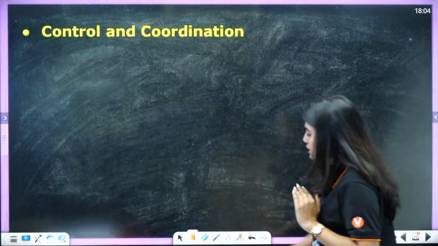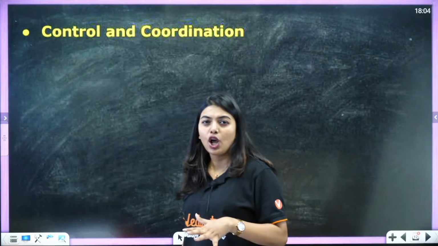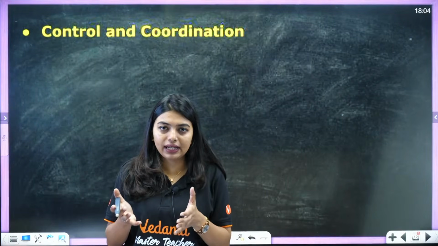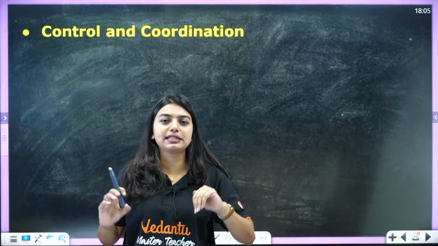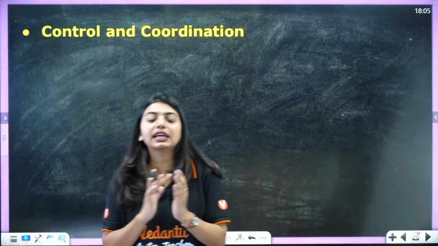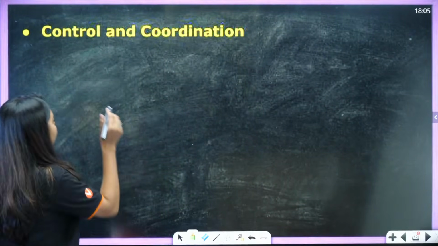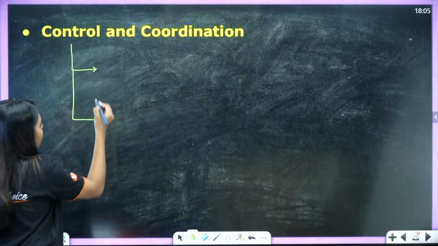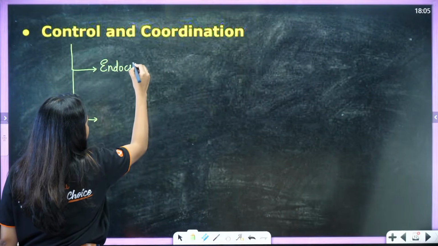Now, the last topic for today is control and coordination. What is control and coordination? If I have to do something, my body also has a set of thoughts, processes, signals will be sent. At the same time, hormones will be sent. Everything has a proper control and coordination. Now, for that to happen, I have two main systems helping me. One is my endocrine system.